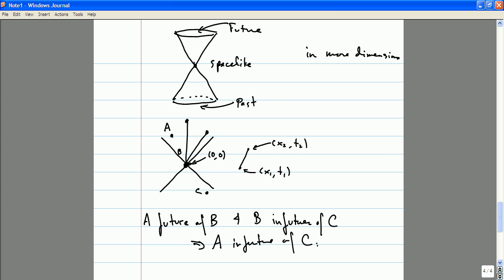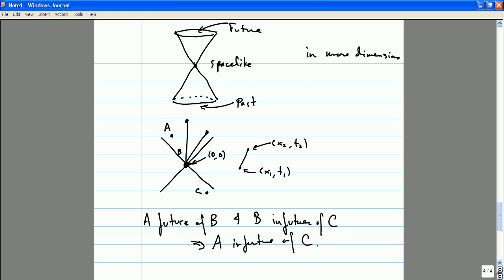If you want to describe laws of physics in terms of causality, where you talk about one event causing another, then you should be able to think of some intermediate event. If A influences B and B can influence C, then A should be able to influence C. And indeed, hopefully you can convince yourself from this picture that A and C are also connected by a line that is more vertical than 45 degrees.